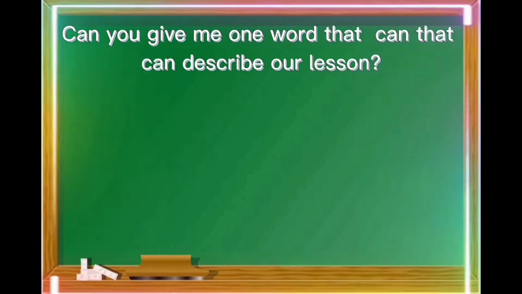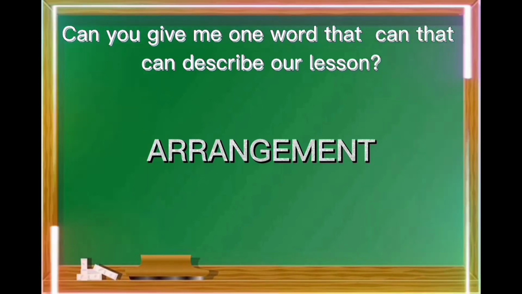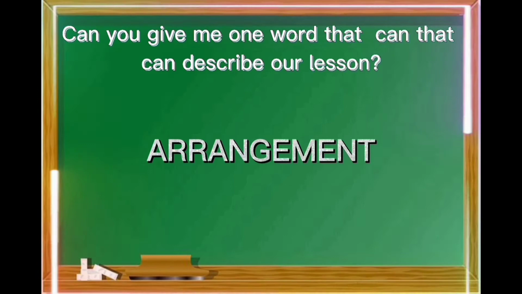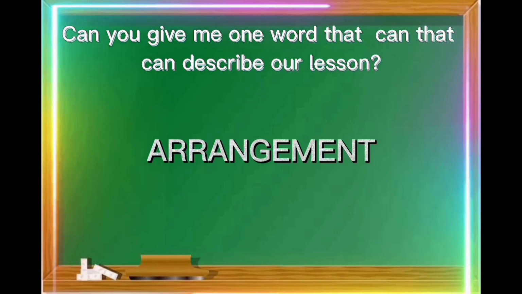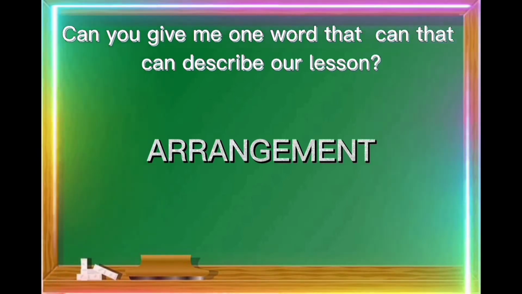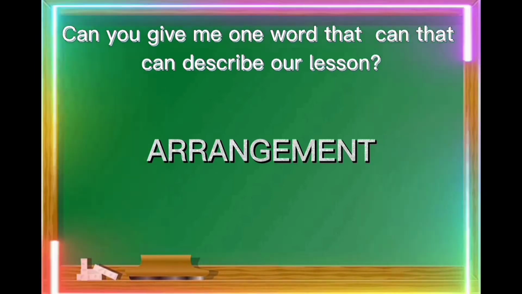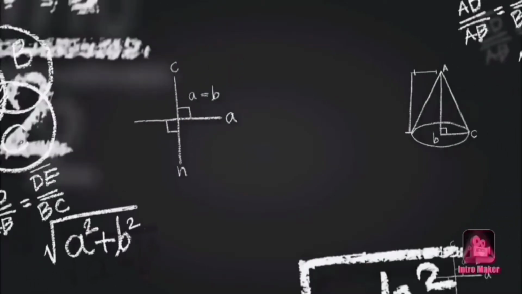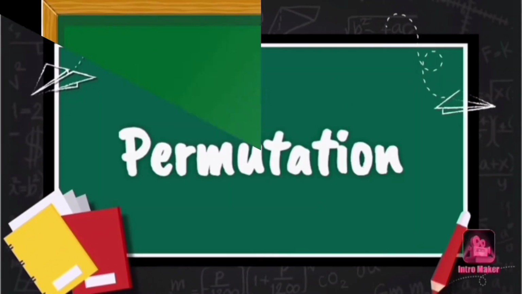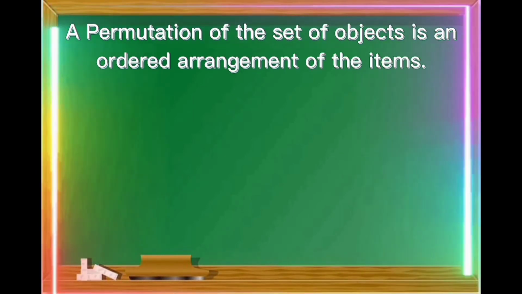Now, can you give me one word that can describe our lesson? That's right, an arrangement. As you have seen, an arrangement can be applied to words and can also be used in many other situations. In mathematics, arrangements correspond to the word permutation. It's now obvious that our topic is all about permutation. A permutation of a set of objects is an ordered arrangement of the items.